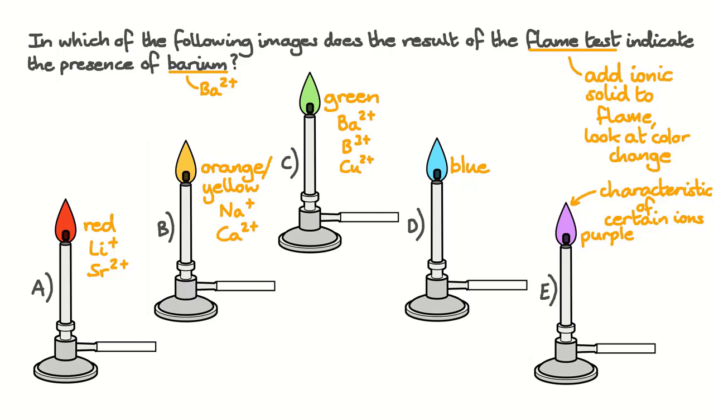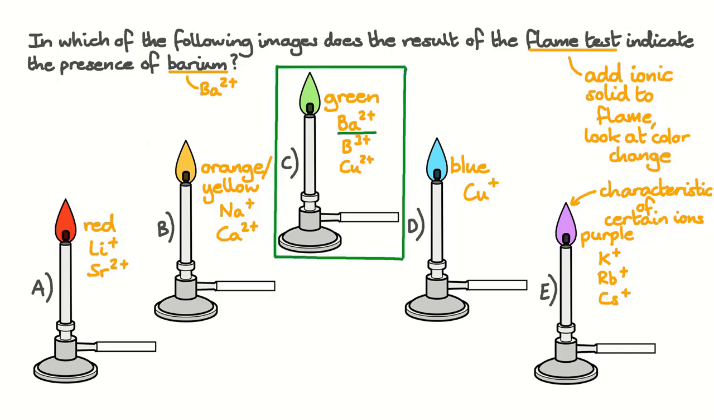An orange or yellow flame is indicative of sodium plus or calcium 2+. A blue flame like this is most likely indicative of copper plus, while a purple flame, depending on the depth of its colour, is more likely to indicate potassium plus, rubidium plus, or cesium plus. So, of the images given, the one that indicates the presence of barium is flame C, the one with the green flame.